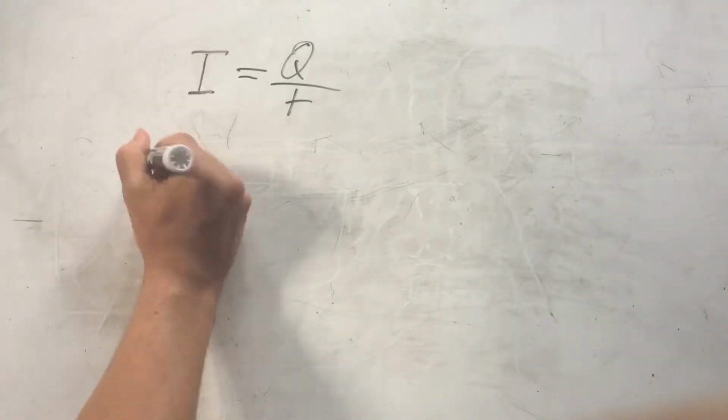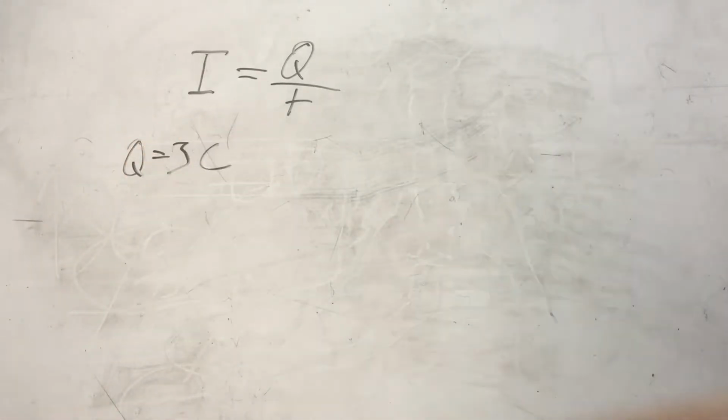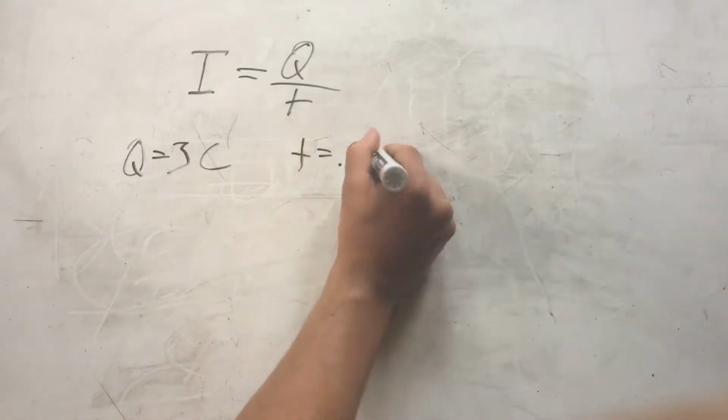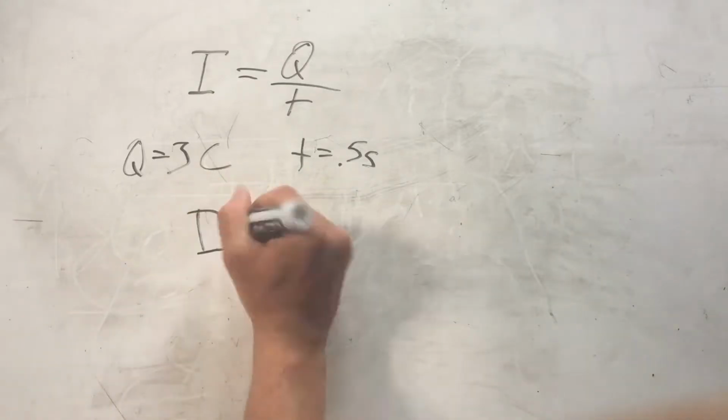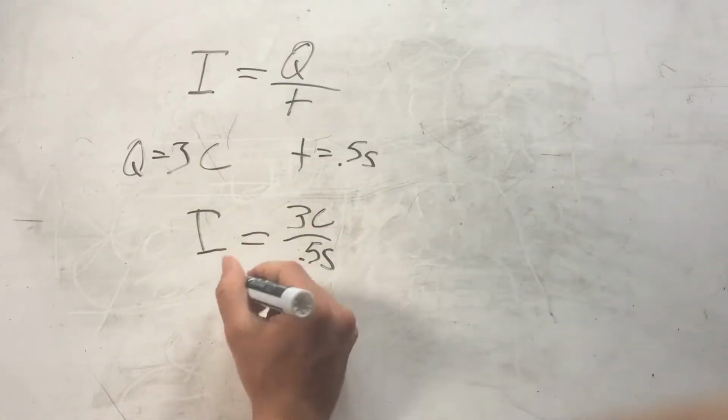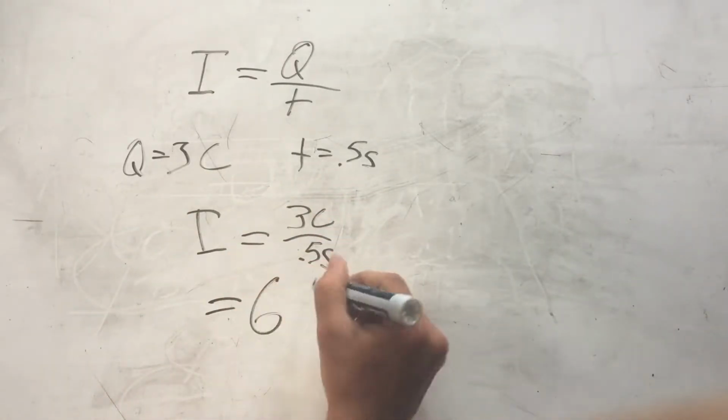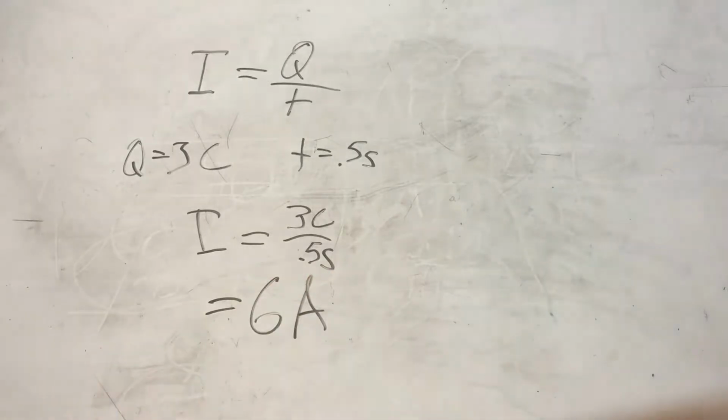For example, if we find that 3 coulombs of charge move through a cross-section of wire in 0.5 seconds, we can calculate the current by dividing the charge that passed through the cross-section by the time that it took to do so, giving us 6 amperes of current.